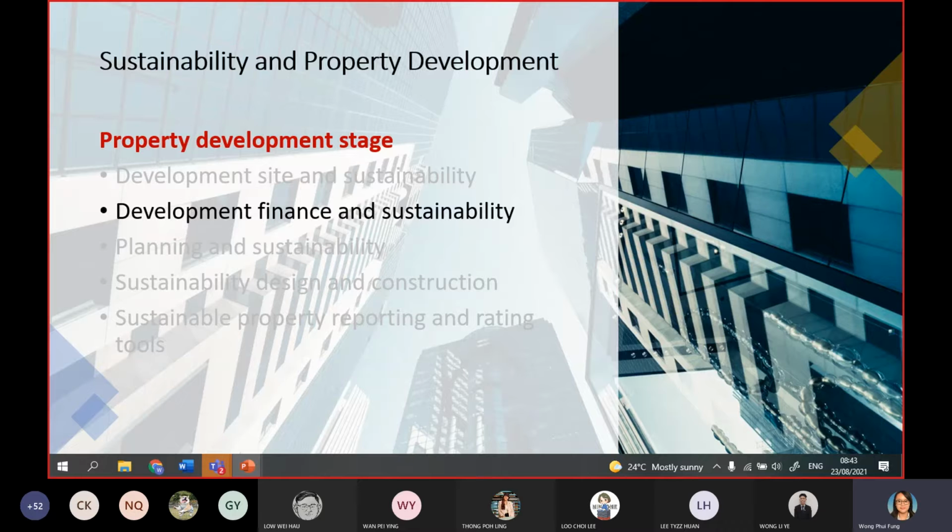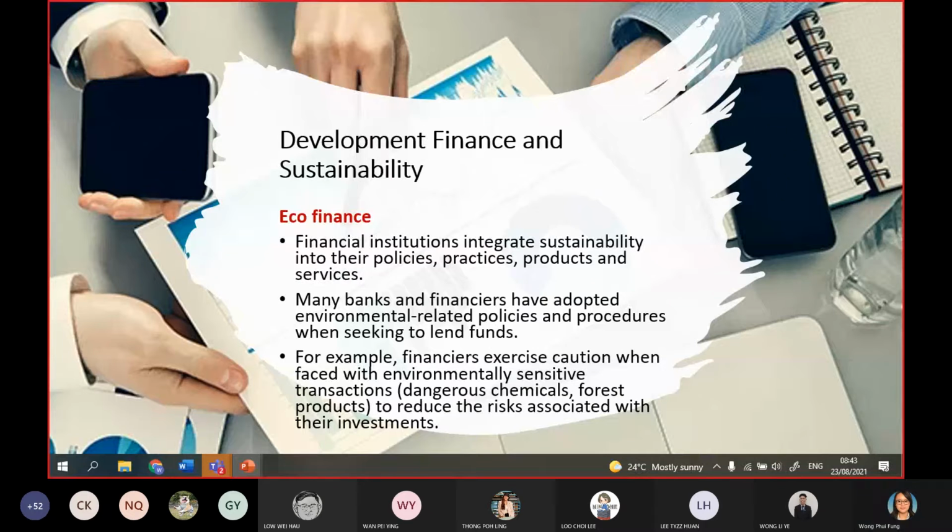All right, so that's it for the site and sustainability. Now, interesting, how we can integrate funding and sustainability issues. So banks, no matter, don't say banks, financial institutions, banks, insurance companies, they should practice eco-finance.